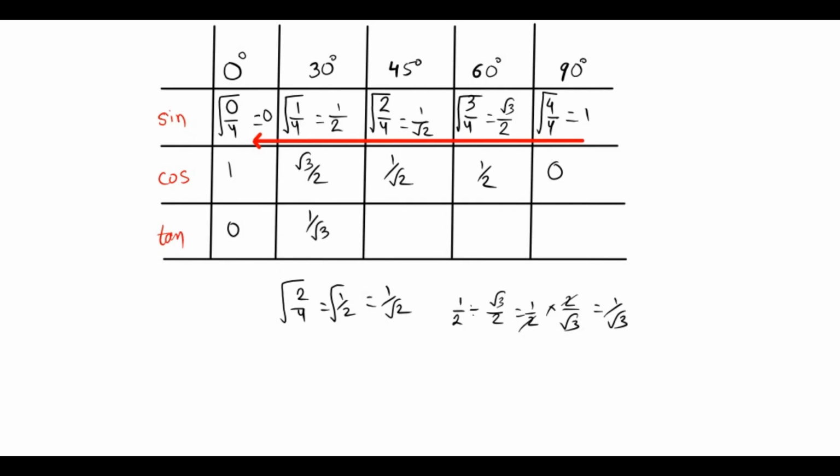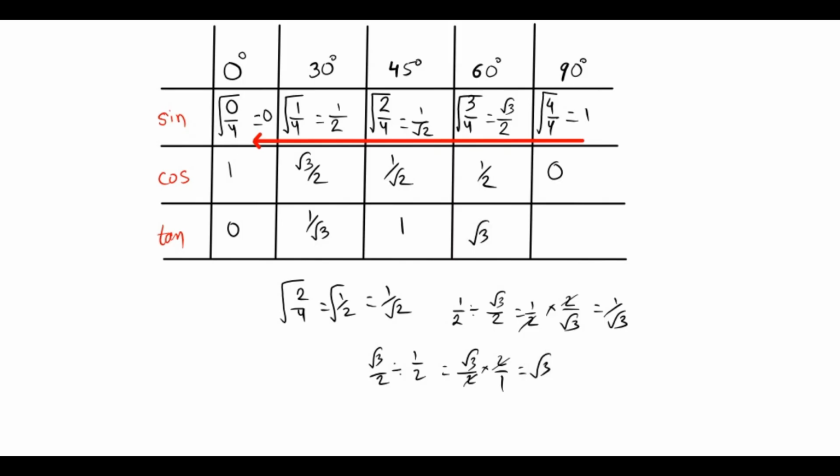Next, tan 45 is 1 over root 2 divided by 1 over root 2. If you notice, they are both the same fractions and a number divided by itself is 1. So tan 45 degrees is 1. Tan of 60 is root 3 over 2 divided by half. We use the rules of division of fractions and 2 and 2 will cancel out again. We are left with root 3. So tan 60 is root 3.